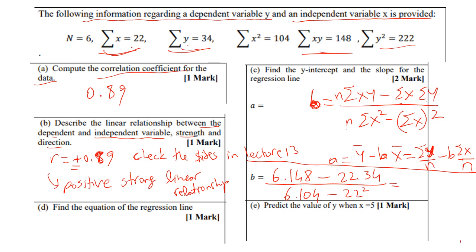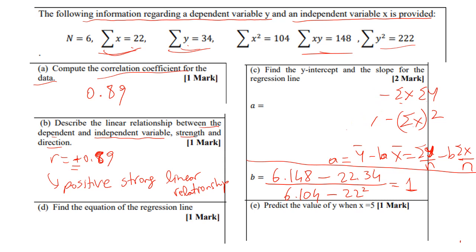Okay, let's calculate. So here we will get B as 1. Now let's look at y hat. Now we will find A. By the way, this is the slope here. B is always called the slope. By the way, what we got here is a slope. Now A, we'll have to use this rule here.